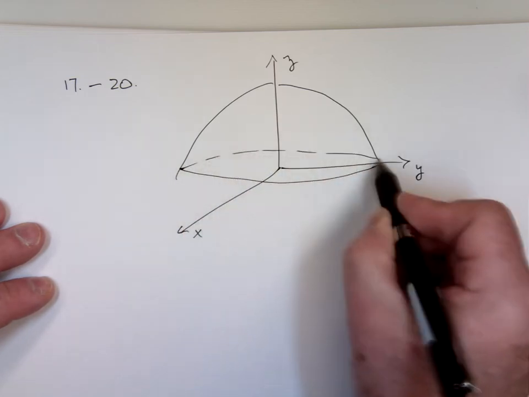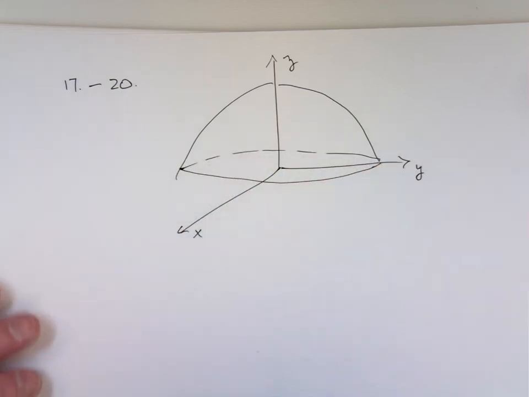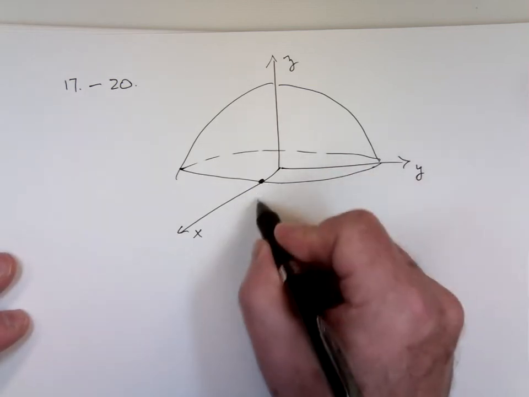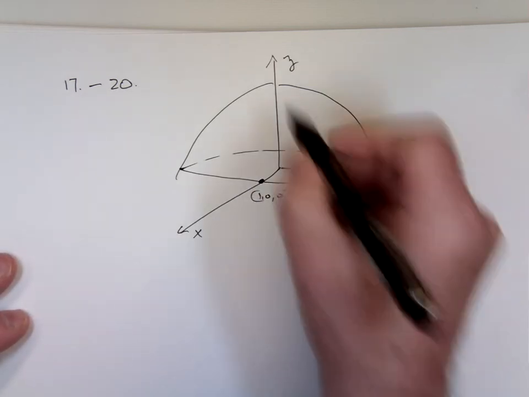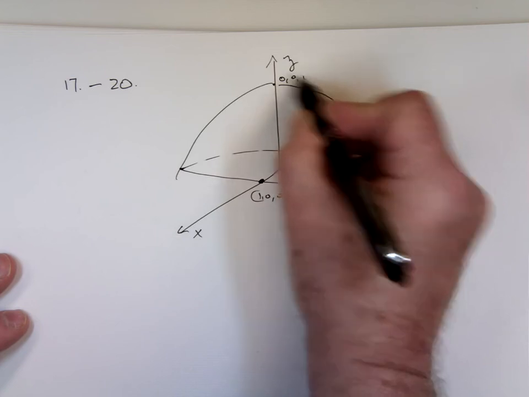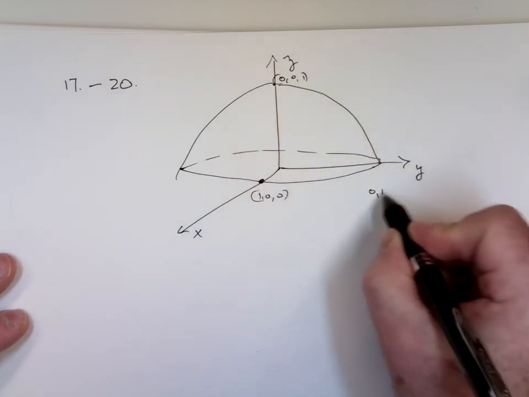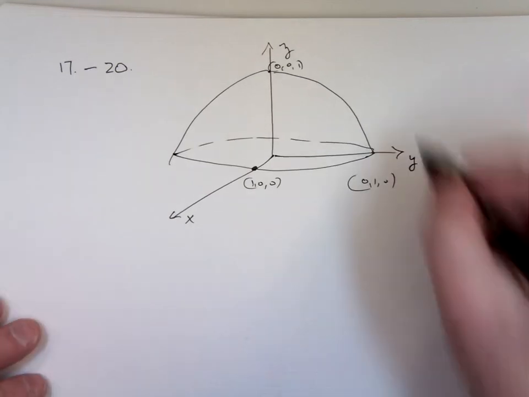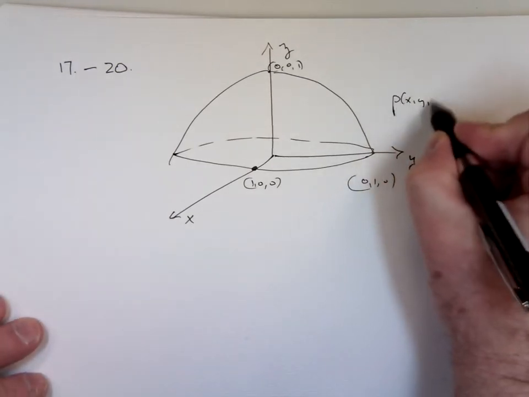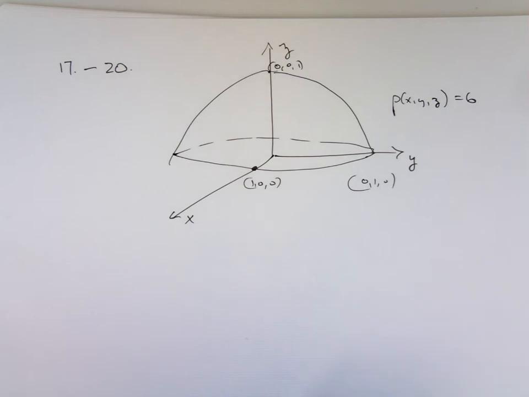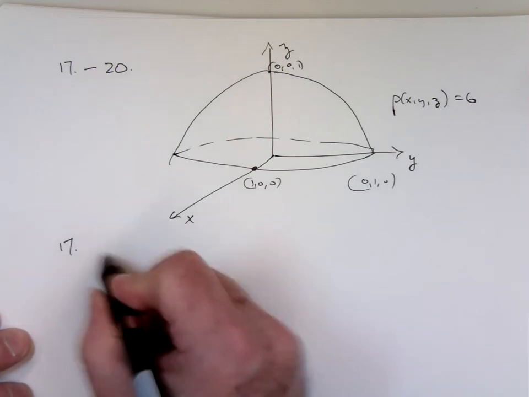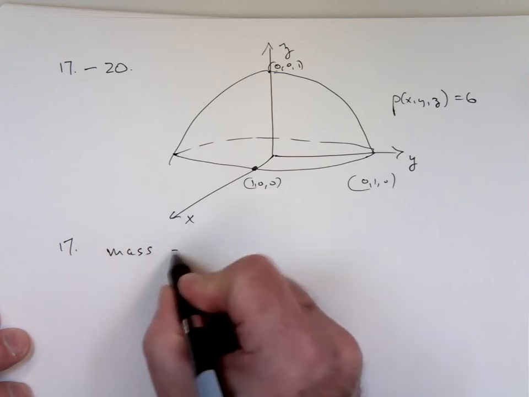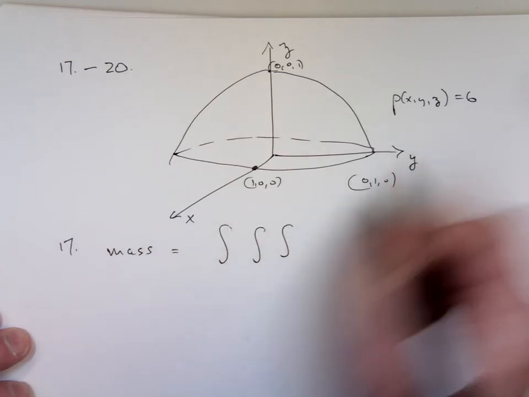Okay. Radius 1. The density function is 6, a constant density function. Find the triple integral for mass in rectangular. In rectangular, we have a density function of 6.